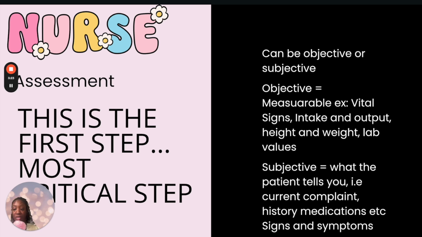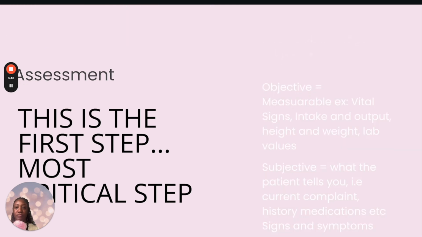Subjective is what the patient tells you. So, i.e., their complaint, their chief complaint, what they came in for, history, medications, certain signs and symptoms that they may express to you rather than you getting an actual value. So remember that, because that does get asked. So make sure you know that and know the differences between objective and subjective.